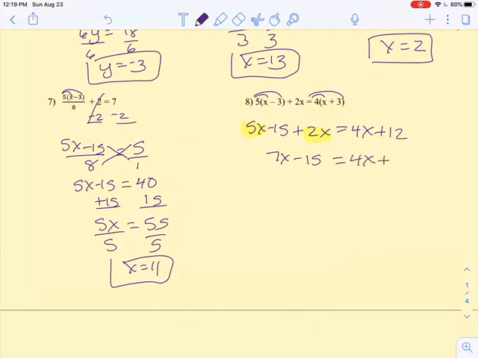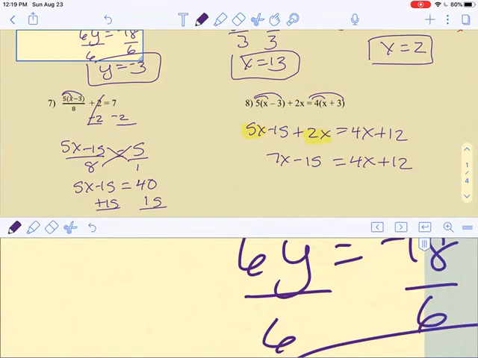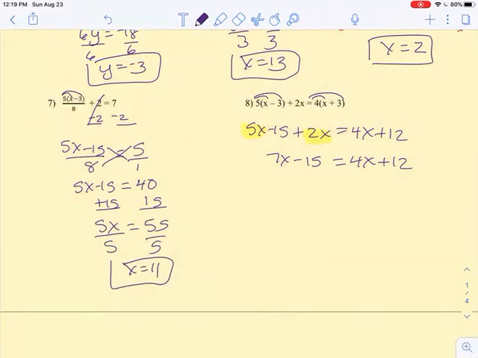So everything that's on the same side that can be combined together, those like terms, you're always going to do that first. Now this x is on a different side, so I'm going to subtract 4x, because that's on a different side, and I need to bring it over to the other side.